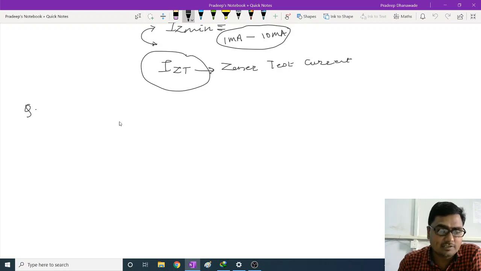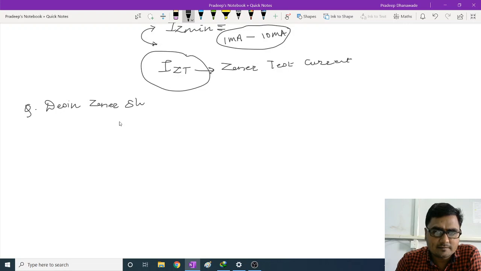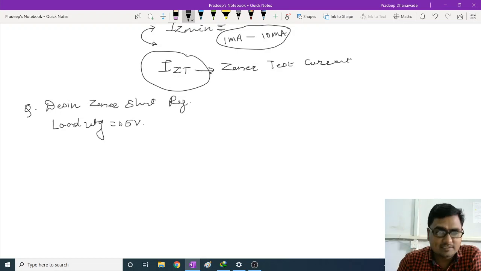Design Zener shunt regulator for the following specifications. So what are the specifications? Load voltage is equal to 5 volt. See, load voltage means they are talking about the output voltage. Load voltage is given, that is 5 volt.